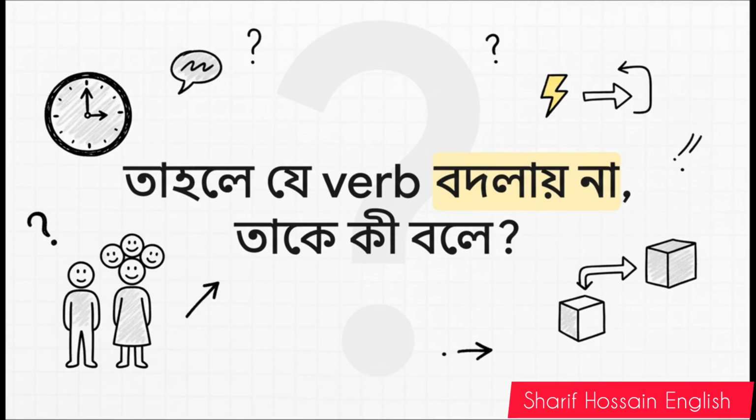And that leaves us with one last pretty interesting question. We've talked all about the verbs that change, but what about the verbs that don't? What do we call a verb that just stays the same, no matter who the subject is or when it's happening?